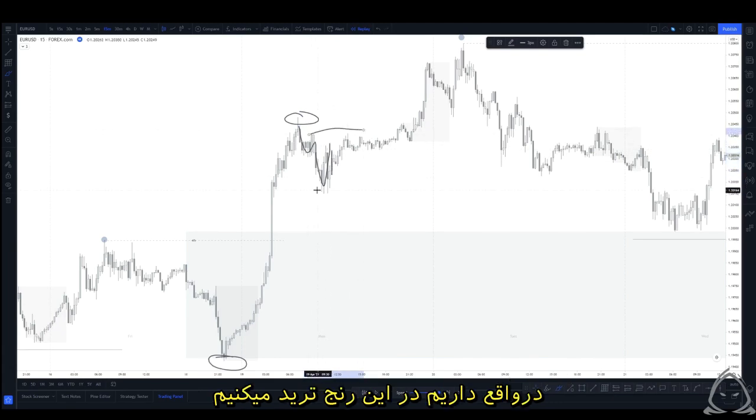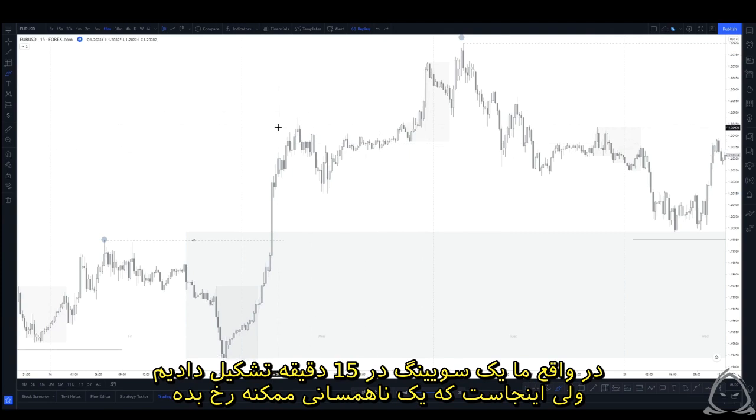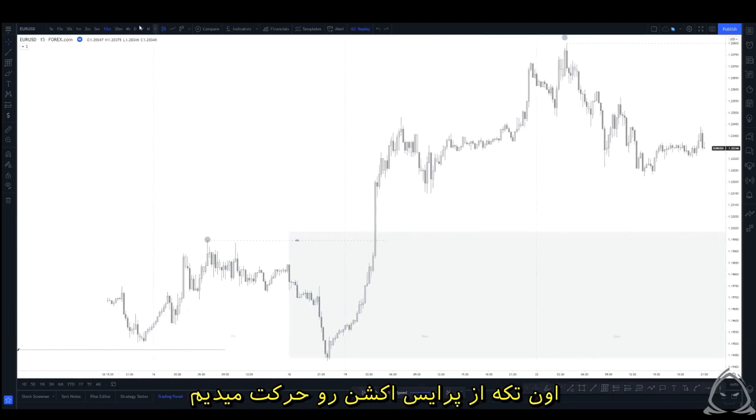We're really trading within this range right now. If I can draw a little bit straighter, that would be great. And what we can see is we eventually break, we create minor structure, and we continue moving to the upside. So in essence, what's happened is we've created a 15-minute swing point, but this is where a variance can come into place. We'll just move that bit of price action.